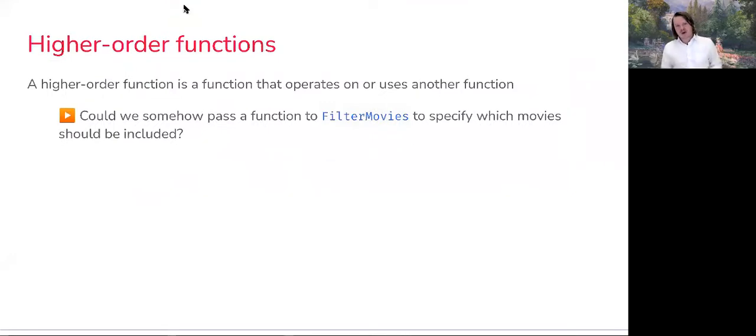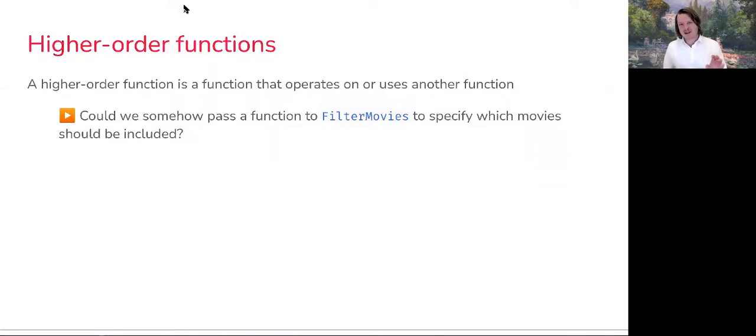So this is the direction we're going. Let's introduce higher order functions at this point. A higher order function is a function that operates on or uses another function. So the question becomes, could we somehow pass a function to filter movies to specify which movies should be included in our filtered movies vector? And the answer here is yes. In C++, we do have the ability to pass functions to functions, which means that we have functions which will be able to receive the functions passed to them.